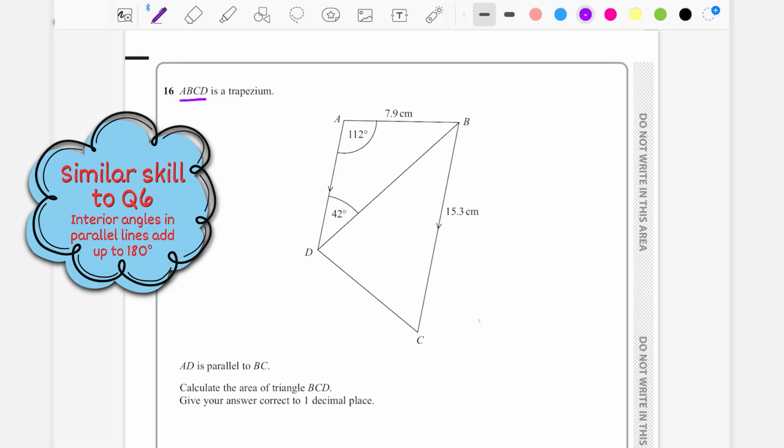Okay, so it says that ABCD is a trapezium. Okay, got that. AD is parallel to BC. That might come in handy, especially when we're talking about parallel lines. We're thinking about those angles, the Z, F, and interior angles. Calculate the area of triangle BCD. Where's BCD? So we want to know the area of it. If it was a right angle triangle, we could just use base times height divided by 2. Okay, but it's not. It's a non-right angle.